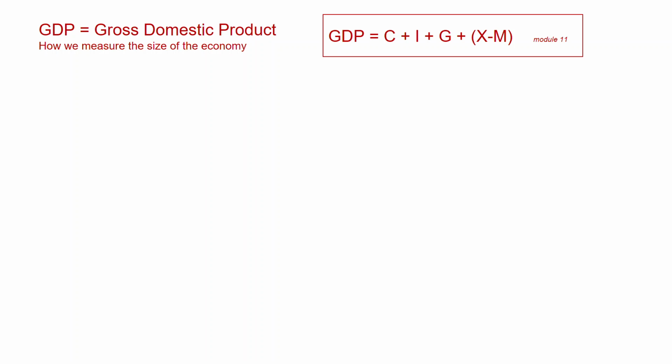Now, one of the things the book talks about is how we measure the size of the economy, the gross domestic product. And a formula you'll see in module 11, remember this is an introductory chapter, so we're really talking about the whole of what's coming up, is that GDP is made up of consumption. That would be what you and I and other consumers spend. Investment, that's what private firms put into the economy.